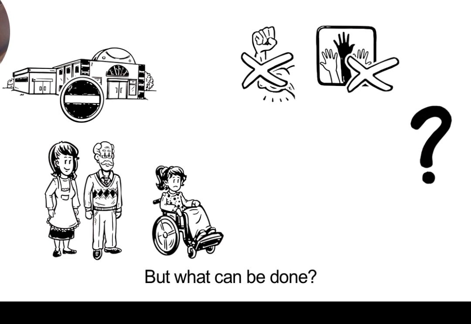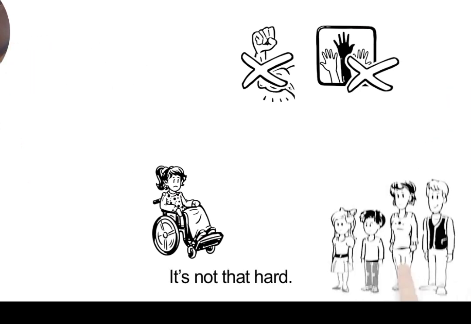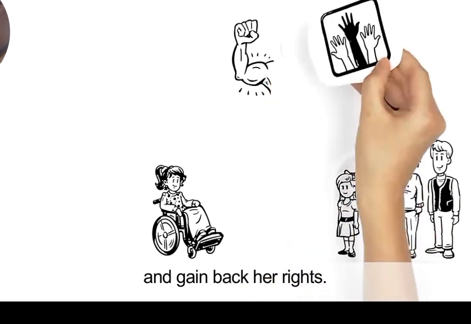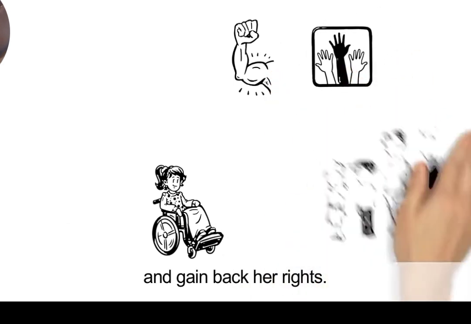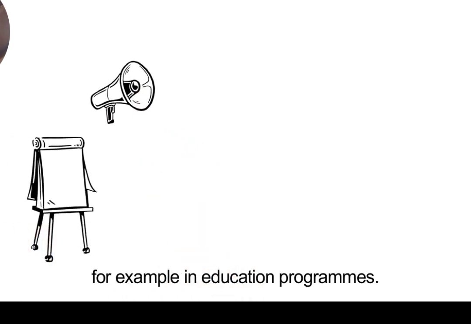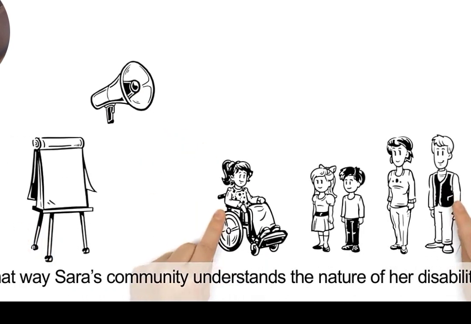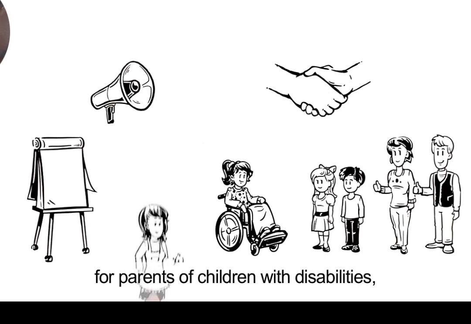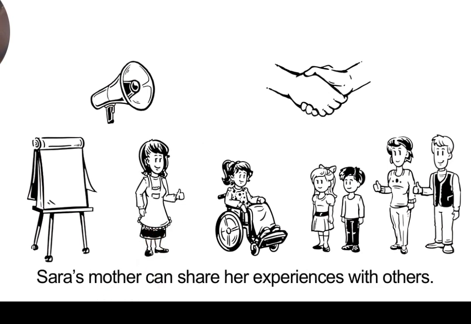But what can be done? It's not that hard. Everybody around Sarah can help her to live her life to the fullest and gain back her rights. We need to raise awareness, for example, in education programs. That way, Sarah's community understands the nature of her disability. After setting up a local support group for parents of children with disabilities, Sarah's mother can share her experiences with others.